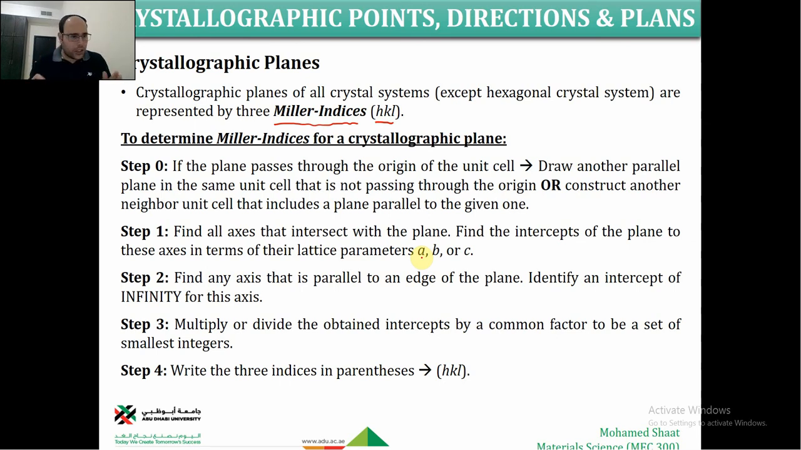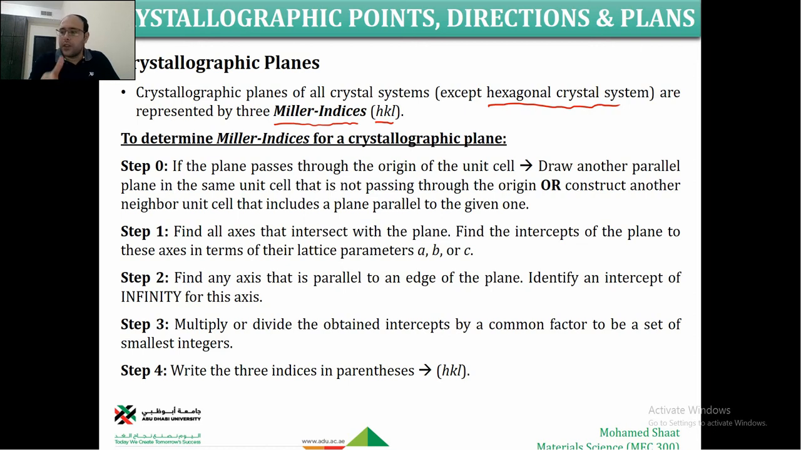If you confine the indices in a square bracket, this gives a crystallographic direction, as we discussed over the last video. But for a crystallographic plane, you should identify the indices, known as Miller indices, and then confine them in a circular parenthesis. Make sense? So for all crystal systems we are using three Miller indices except the hexagonal one. For the hexagonal one we should use four indices instead of three to specify the crystallographic plane.